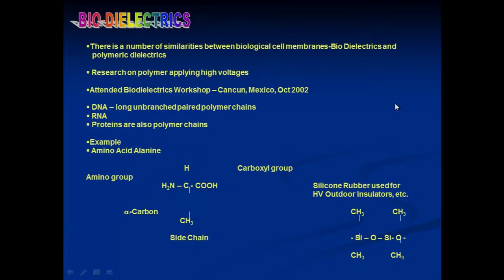It has SiO, which is inorganic, and then CH3, which is organic. That's the beauty of silicone rubber. We use it for breast implants, building, everything, even for coating. So the uniqueness is that it has both inorganic and organic components, so it has the benefit of both. The CH3 makes it hydrophobic.